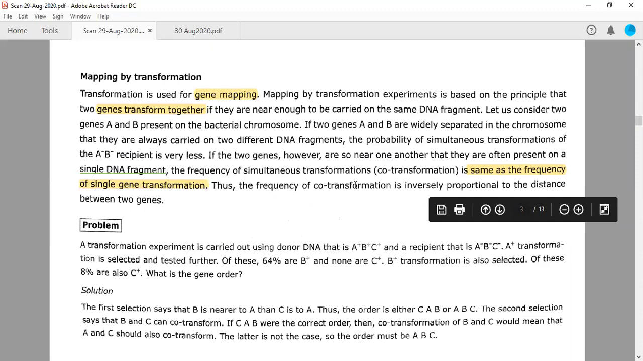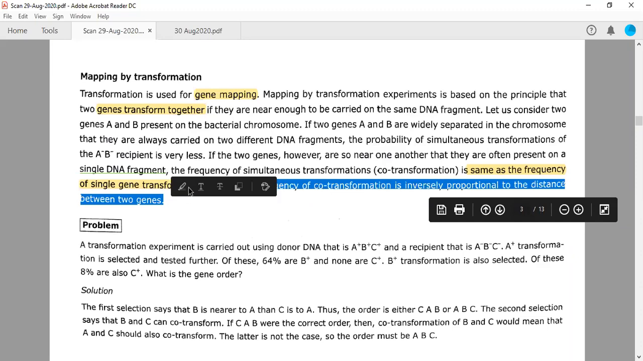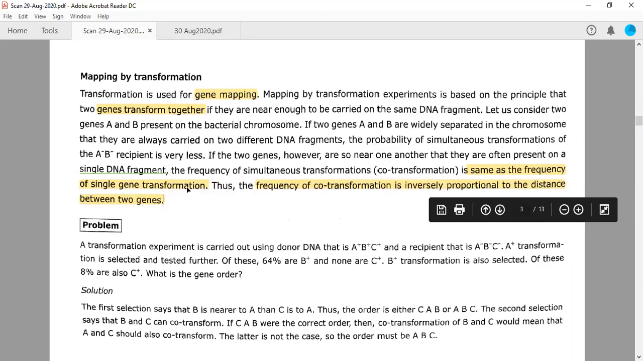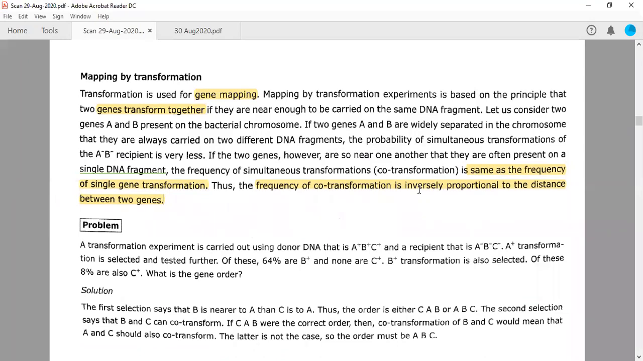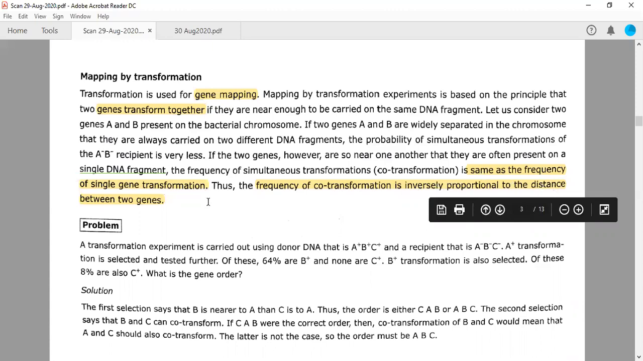This frequency of co-transformation is inversely proportional to the distance between the two genes. You need to remember this line, and if you remember this, you are able to get this. The frequency of transformation of the two genes together is inversely proportional to the distance, which means there is very less probability if they are distant, and high probability if they are very close.